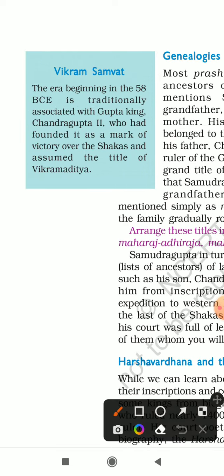Vikram Samvat, the era beginning in 58 BCE, is traditionally associated with the Gupta king Chandragupta II, who had founded it as a mark of victory over the Shakas and assumed the title of Vikramaditya. So, the king Chandragupta II of the Gupta dynasty was also called Vikramaditya.